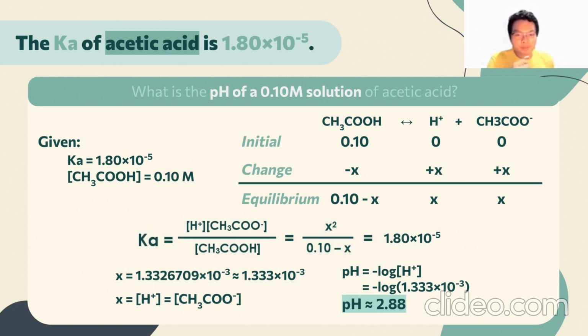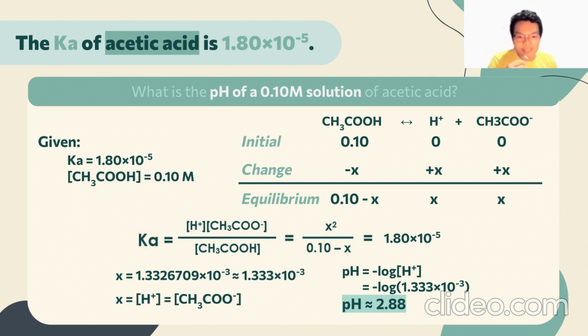So we put that on our ice table by substituting the value for our H plus concentration with the variable X. And then we proceed with calculating the Ka, which we find to be x squared over 0.10 minus x equals the given value of 1.8 times 10 to the negative 5. And once we isolate x on one side, we find that it's equal to 1.333 times 10 to the negative 3.